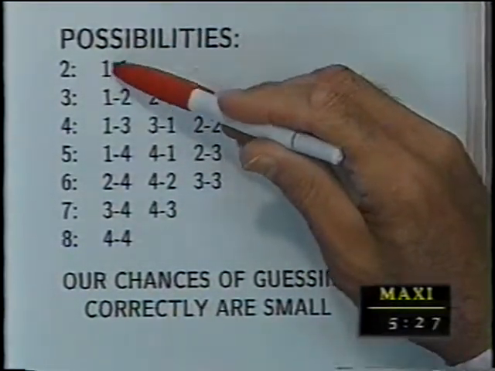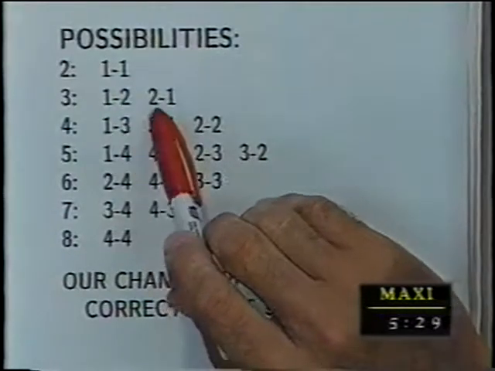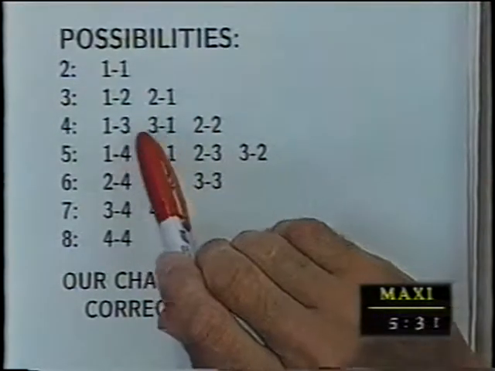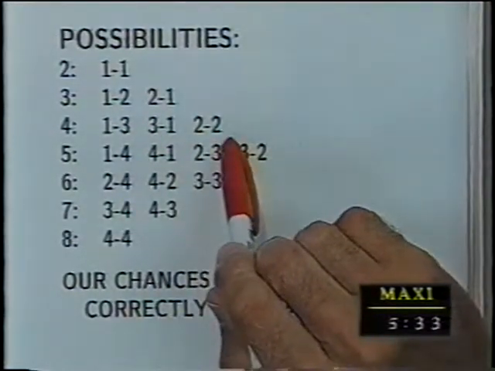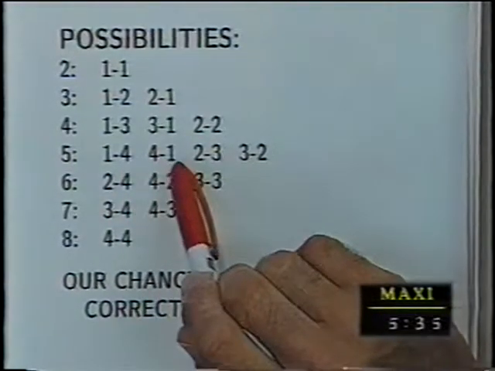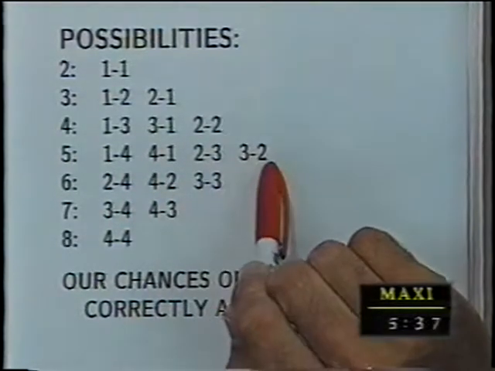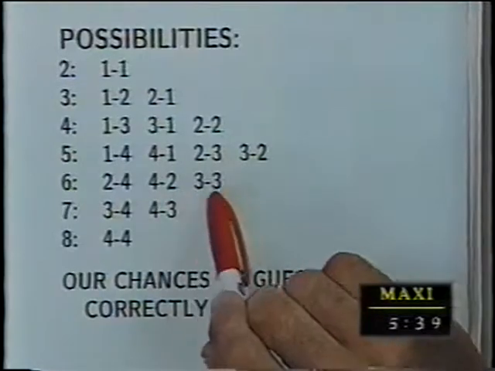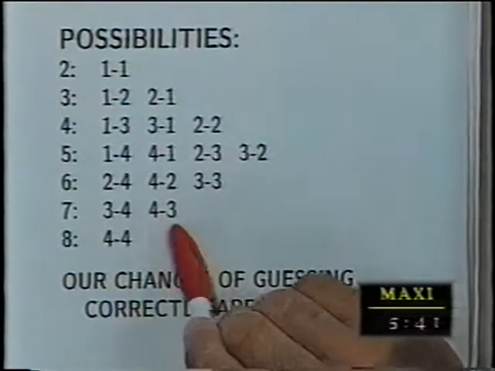I can get, my pair of dice can be a 1 and a 1, or a 1 and a 2, or a 2 and a 1. It can be a 1 and a 3 and a 3 and a 1, or a 2 and a 2. It can be a 1 and a 4, a 4 and a 1, a 2 and a 3, and a 3 and a 2. It can be a 2 and a 4, a 4 and a 2, a 3 and a 3, a 3 and a 4, a 4 and a 3, or a 4 and a 4.